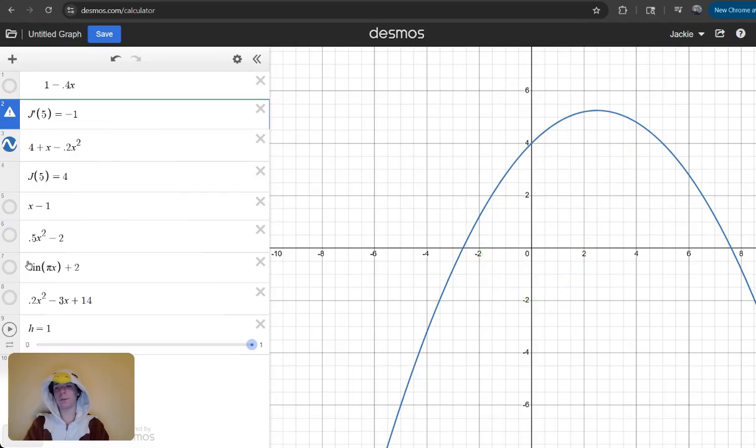Sine of pi x plus 2. Sine of pi times 5. Well, anything times pi, if you take the sine of it, you get 0. So 0 plus 2 is 2. It needs to be 4. So that's a discontinuity. That one doesn't work. And that leaves us with this final option, 0.2 x squared minus 3x plus 14.